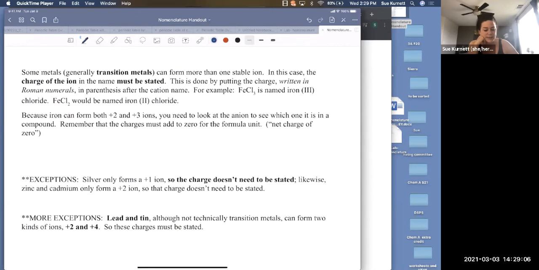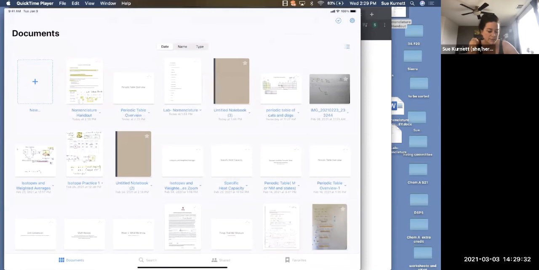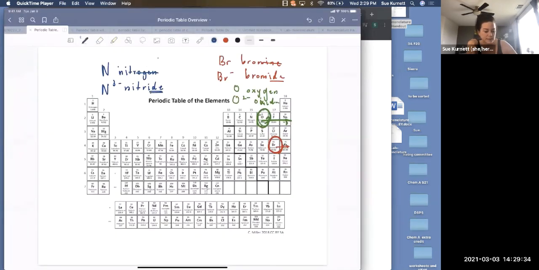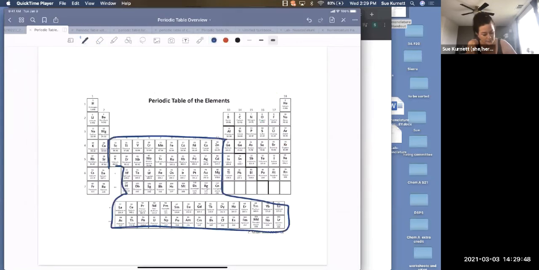Okay, so some ions, generally transition metals, have more than one stable ion. So we have to state which one we're talking about in the name. The example I gave was iron 3 chloride, which is different from iron 2 chloride. So where would you find metals that have more than one charge possibility? Is that in the unknown zone? Yeah. And that's right here. And so for iron, you have to be told if you're working with iron 2 or iron 3.